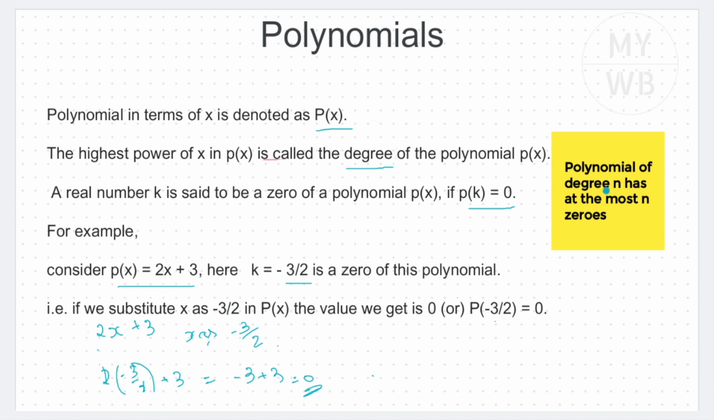Now, a polynomial of degree n has at the most n zeros. That is, if the degree of the polynomial is 2, then it can have up to 2 zeros. It can have either 2 or 1 or no zeros at all. So if the degree of the polynomial is 3, then it can have at the most 3 zeros.